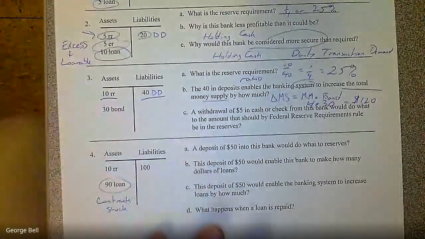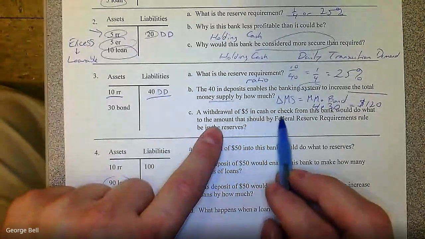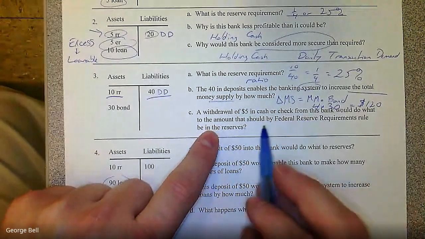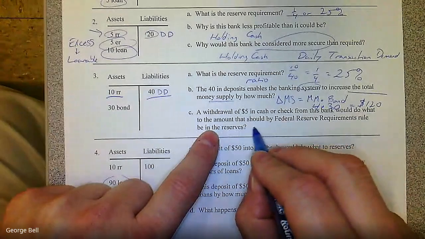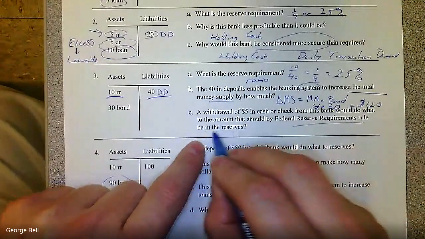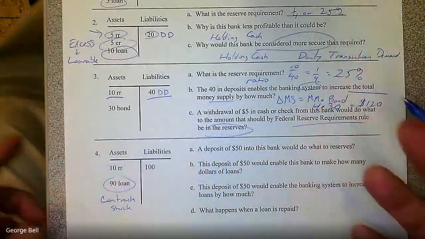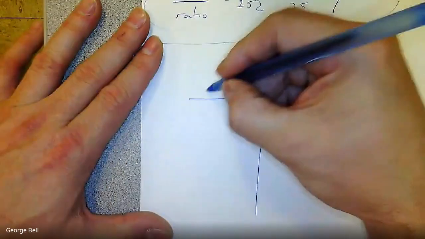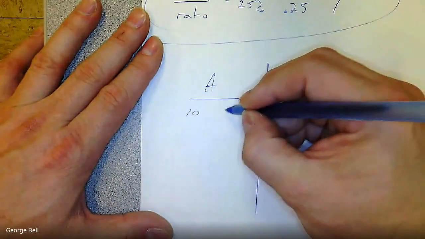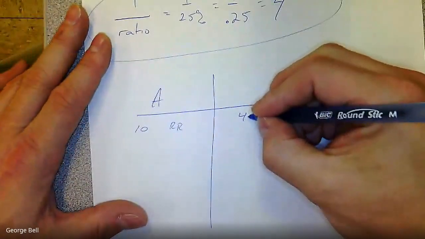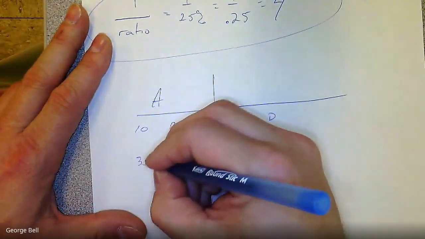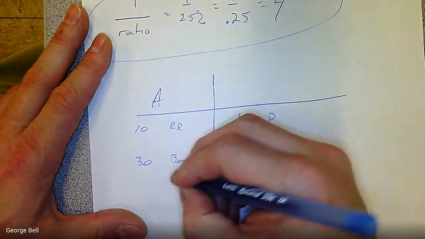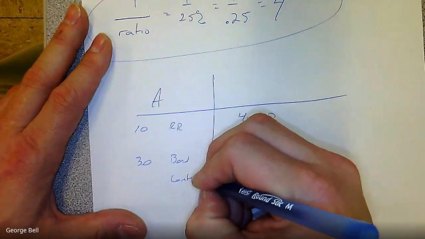So number 3, letter C, a withdrawal of $5 in cash or check from this bank would do what to the amount that should, by Federal Reserve requirement rule, be in the reserves? So I'm going to rewrite this one on the back for the purpose of this problem. So for the purpose of this problem, what we see is that we had assets and they had 10 in reserve. I think it was 10. It was 10. And then we had 40 in deposits. And then there was another $30 bond. But remember, a bond is a contract. That's going to stay out there forever.